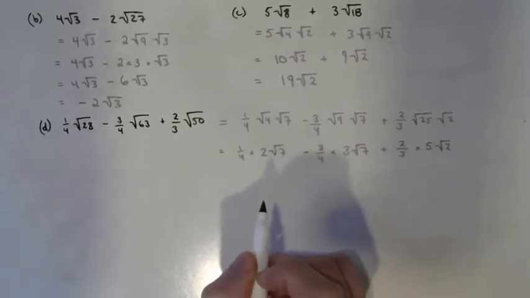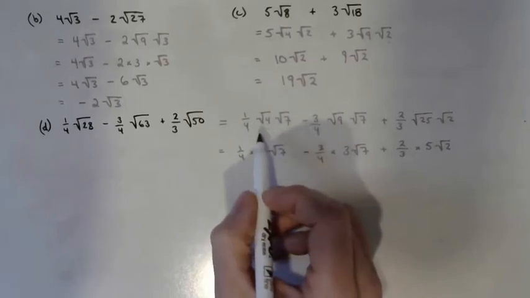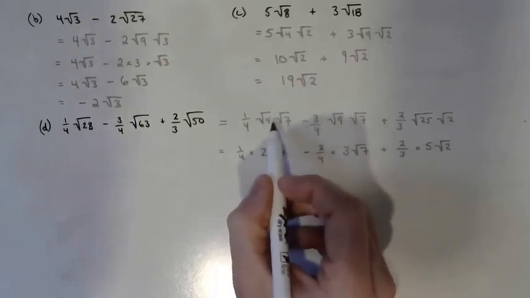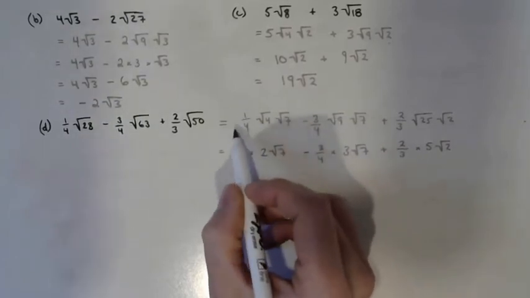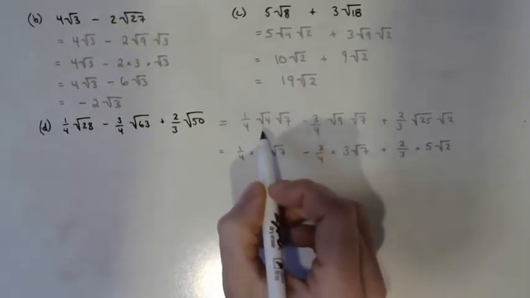Another thing to note is that it's easier to see here, but this is all multiplication, right? Multiplication here, multiplication here. That means the radical 7 is just as attached to the 1/4 as it is to the radical 4. Okay?